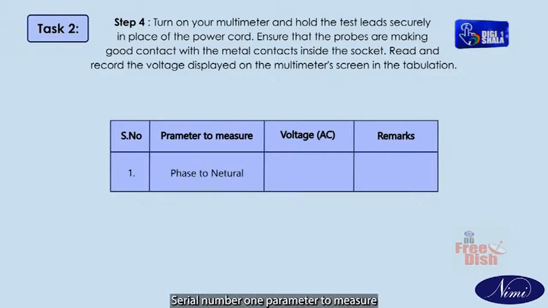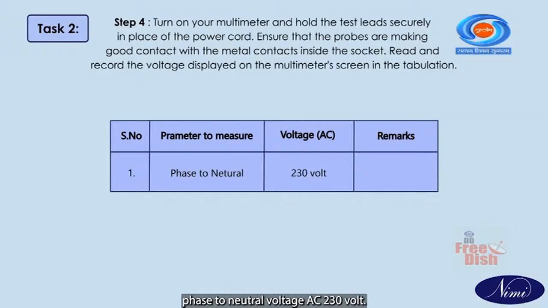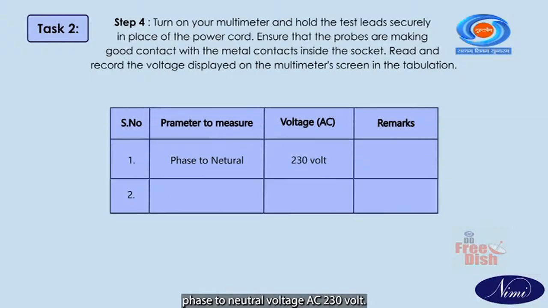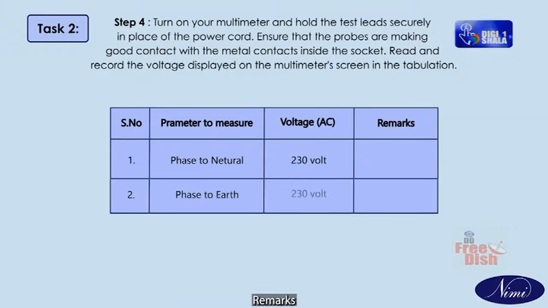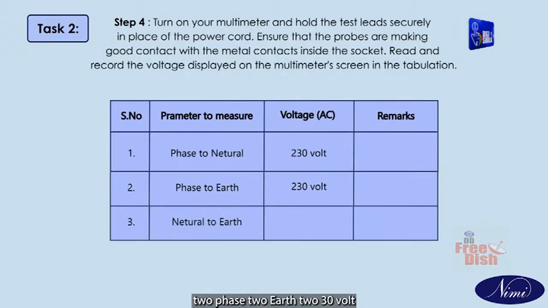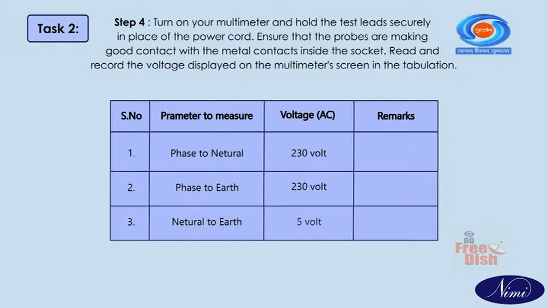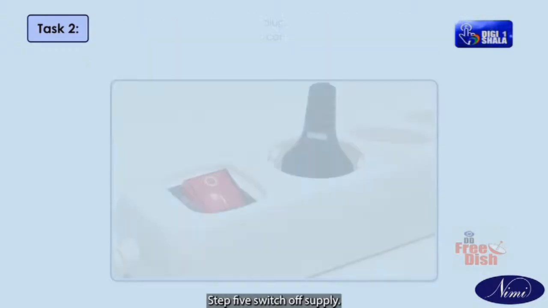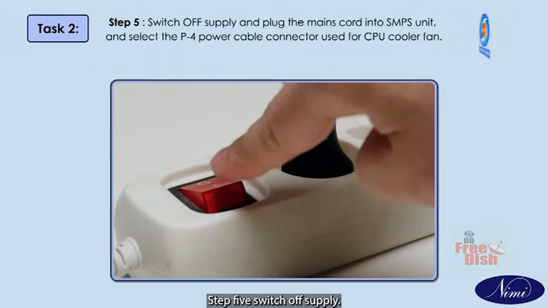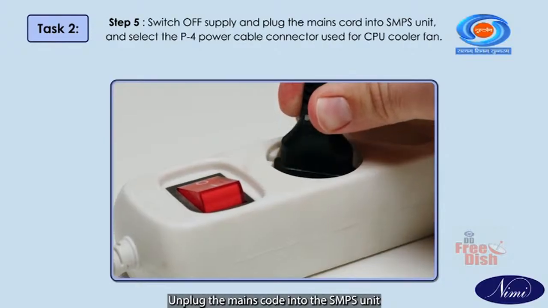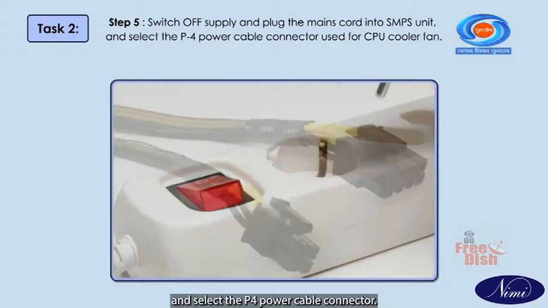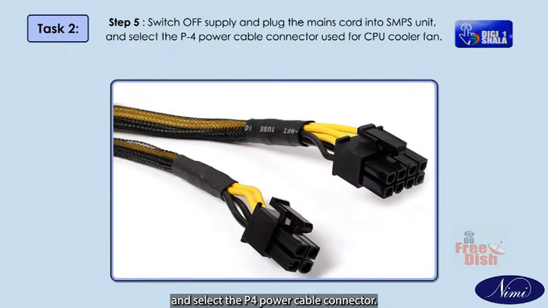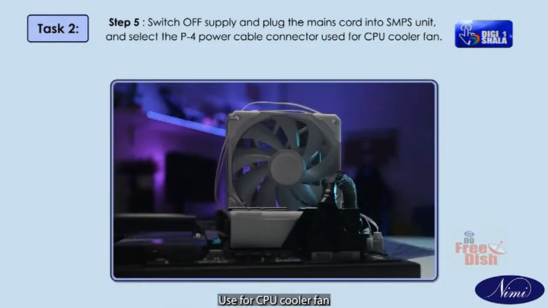Serial number 1. Parameter to measure: phase to neutral. Voltage AC 230 volt. Remarks. 2. Phase to earth, 230 volt. 3. Neutral to earth, 5 volt. Step 5. Switch off supply and plug the mains cord into the SMPS unit and select the P4 power cable connector used for the CPU cooler fan.